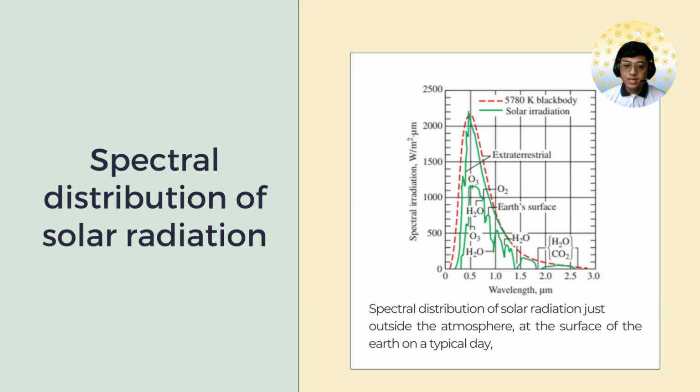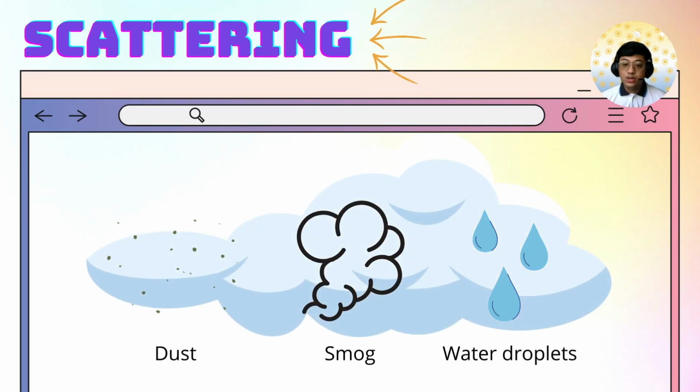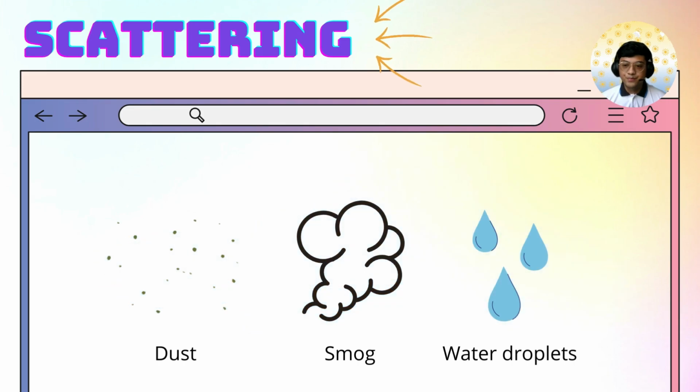The dust particles and other pollutants in the atmosphere also absorb radiation at various wavelengths. Another mechanism that attenuates solar radiation as it passes through the atmosphere is scattering or reflection by air molecules, and the many other kinds of particles such as dust, smog, and water droplets suspended in the atmosphere.